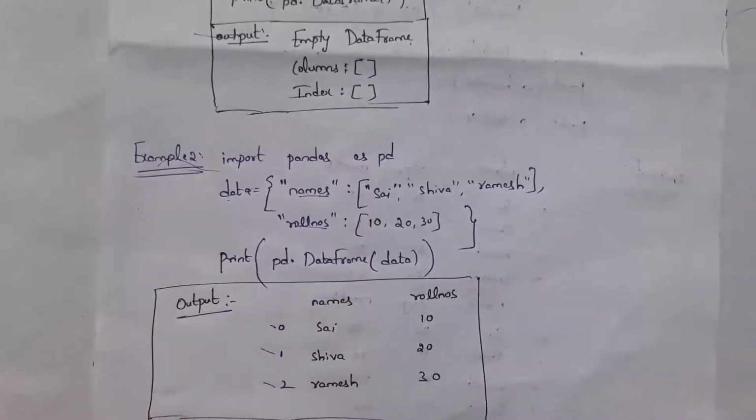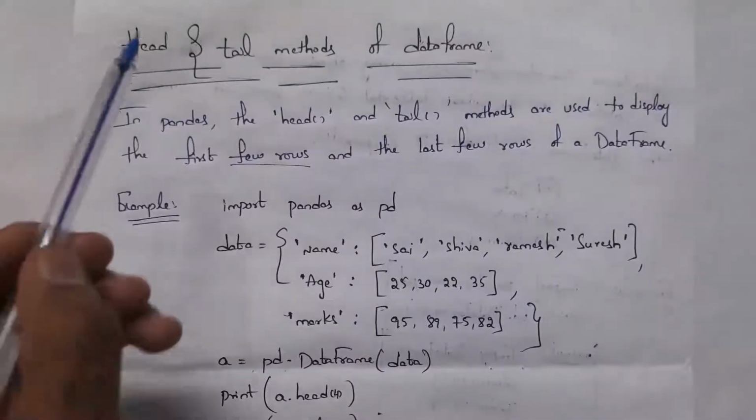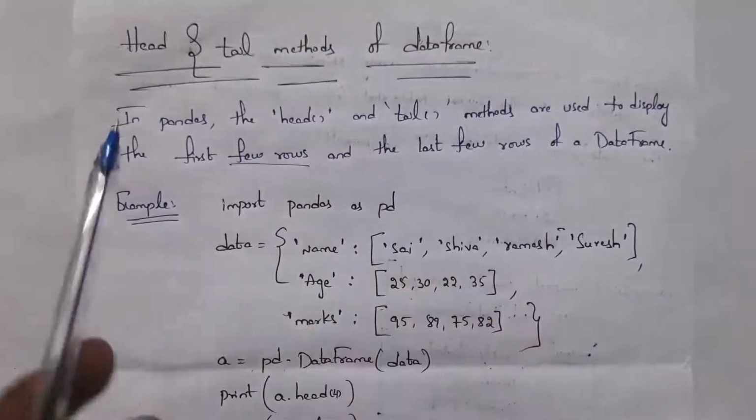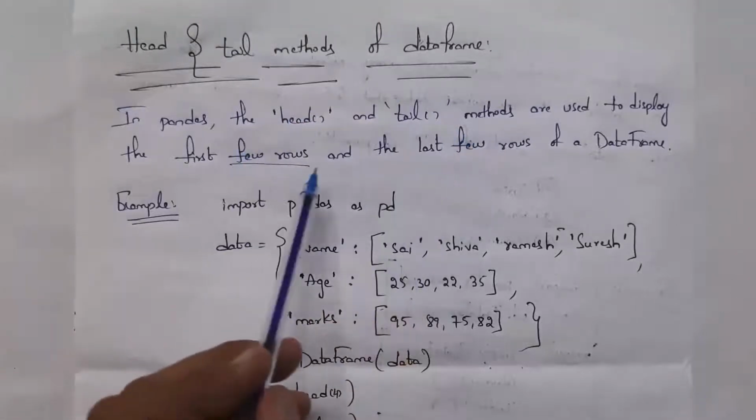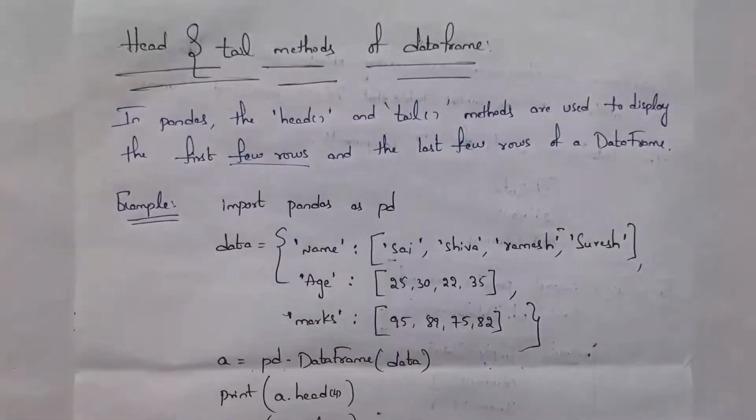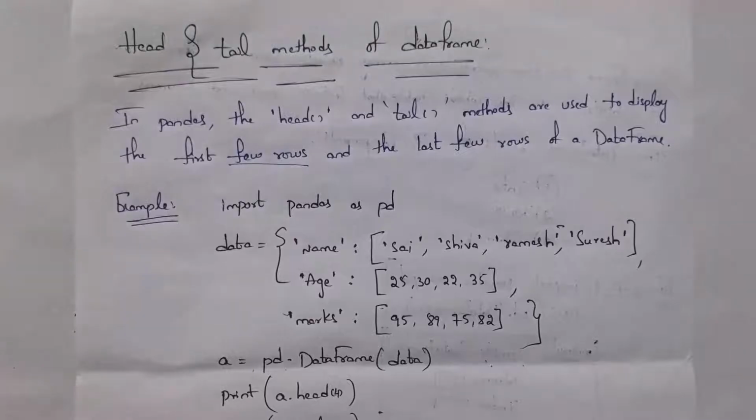This is my output. Next I will explain what is the use of the head and tail methods of DataFrame. In pandas, the head and tail methods are used to display the first few rows and last few rows of a data frame. Guys, by using head and tail methods, we can represent only a selected number of rows.